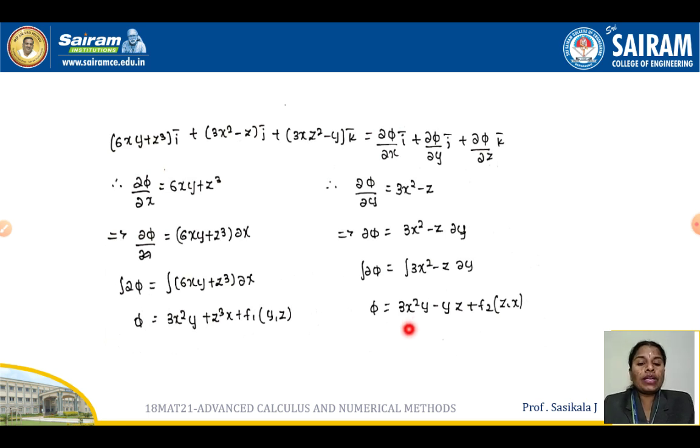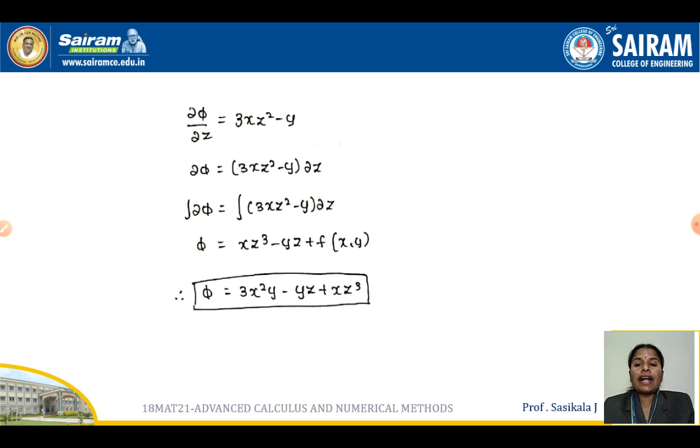Okay, the next one with respect to y, what is that? Phi is equal to 3x squared y minus zy, plus f2 of, what is the constant here? z and x. Then similarly the last one, dou phi by dou z is 3xz squared minus y. Then integrate with respect to z, I'll get 3x z cubed by 3, the 3 will get cancelled. Then minus, I have a term yz, plus f3 of x and y is your constant here.